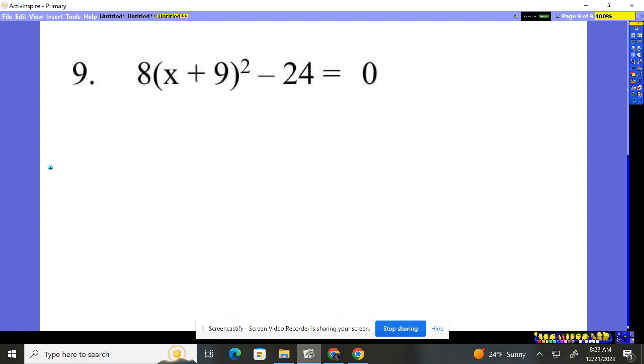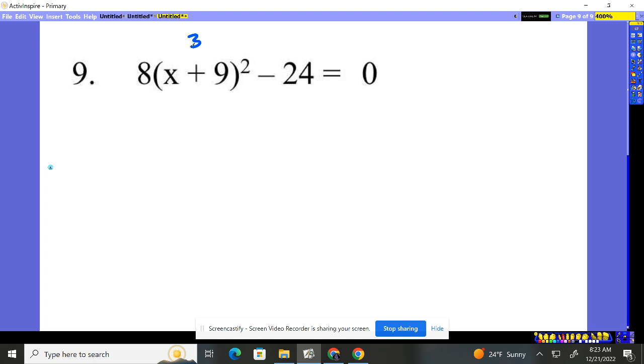9 times... 8 times this quantity squared minus 24 equals 0. I can see that this is going to be a 3. I mean, 8 times 3 squared, right? Or negative 3. Yeah, I can see that. Well, let's see what happens here.